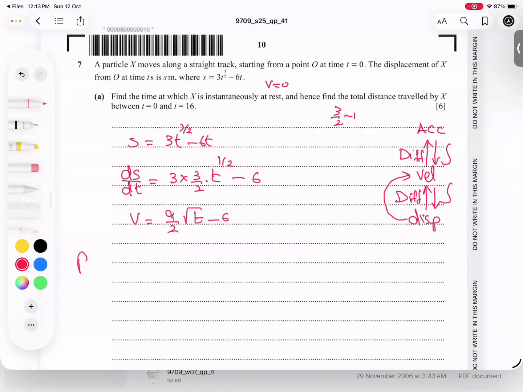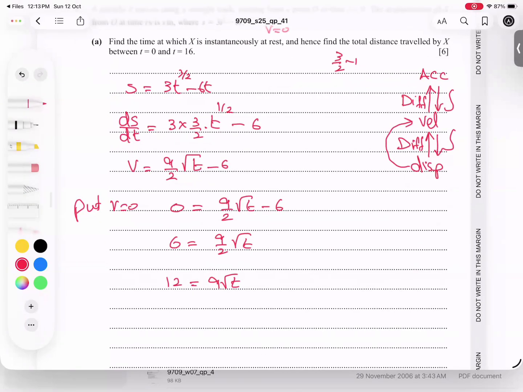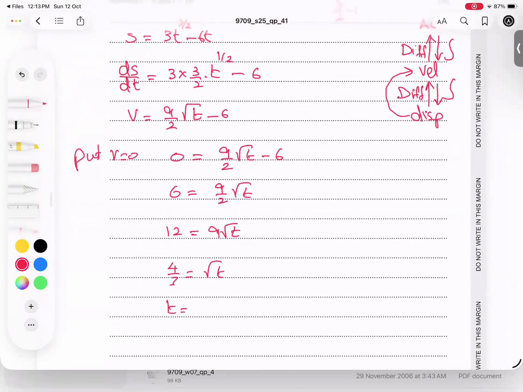So I will plug in velocity 0 because the particle is at rest. So when I plug in 0, 9 over 2 root of t minus 6 equals 0. 6 comes on this side, 2 multiply, we get 12. 9 divides, so 3 fours are 12, and we get 4 over 3. Squaring both sides, we get 16 over 9. So the time we got, in seconds.